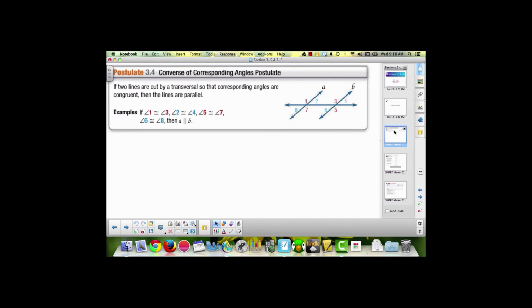This is a postulate and is the converse of the corresponding angles postulate. Remember, the corresponding angles postulate said if two parallel lines are cut by a transversal, corresponding angles will be congruent. So there we know that the lines are parallel, and therefore the corresponding angles are congruent. In this converse, we know the corresponding angles are congruent. That's the given. We then conclude that the lines are parallel. This is a postulate to help us justify why we know lines must be parallel.